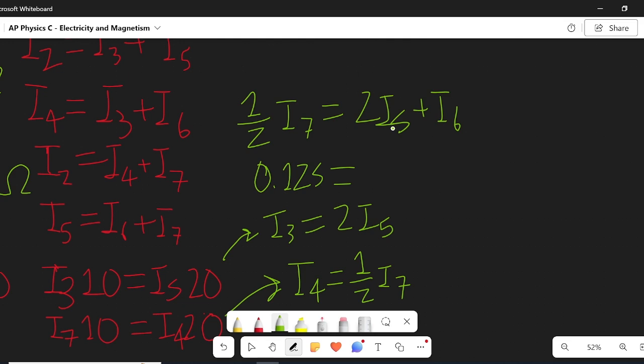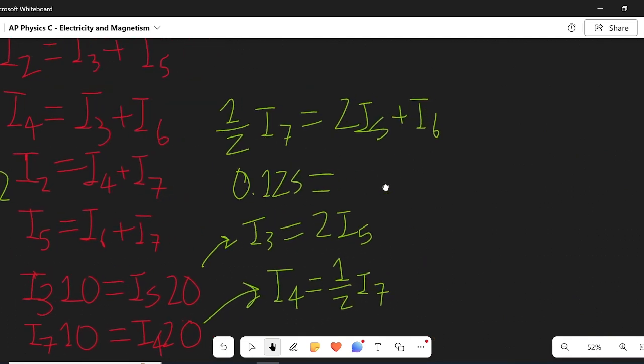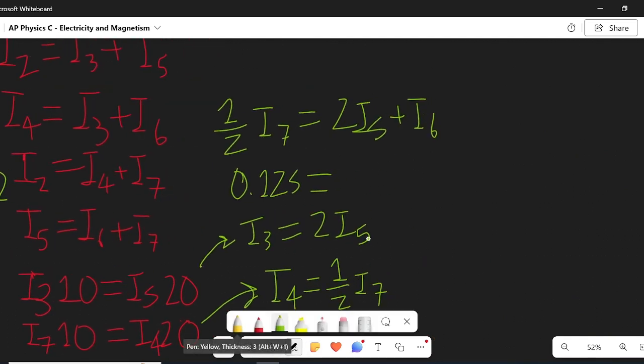And in our case, I5 is this wire right here, which we already solved as 0.5 amps. So this will become 1 amp overall. Yeah, sorry, this is going to be 0.75 amp plus I6.